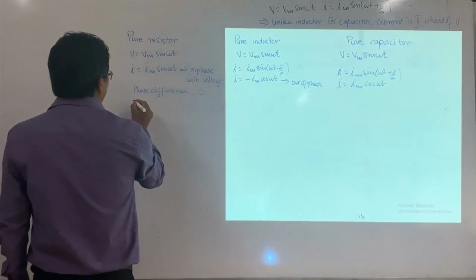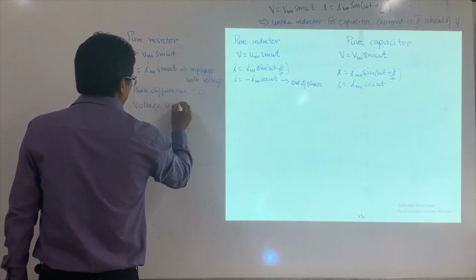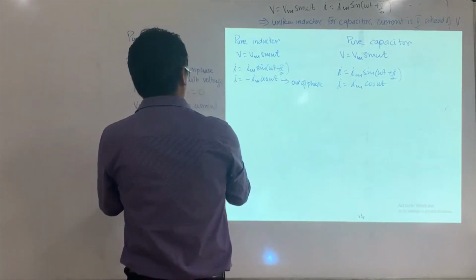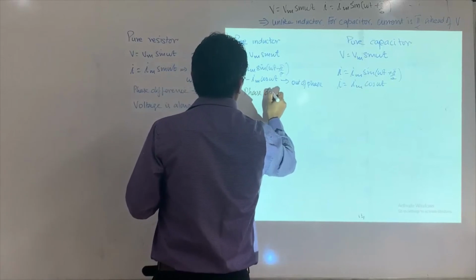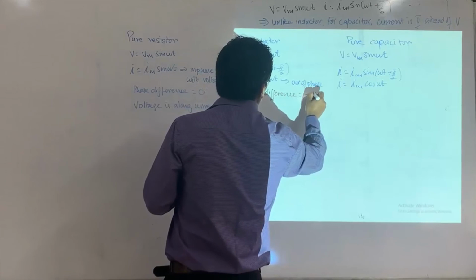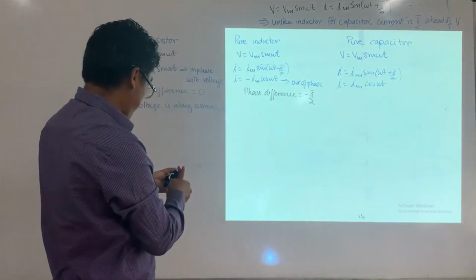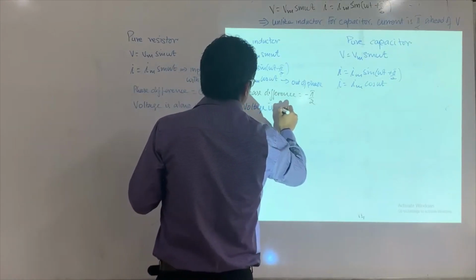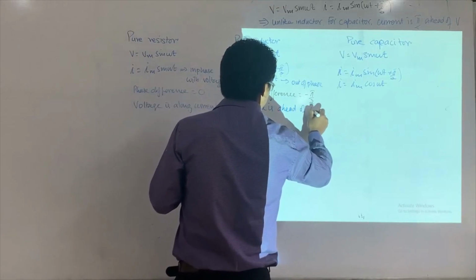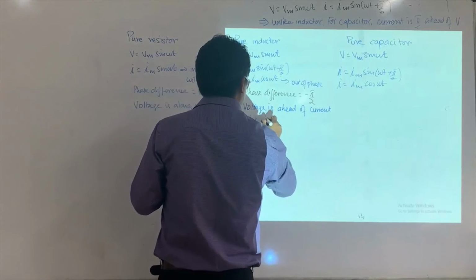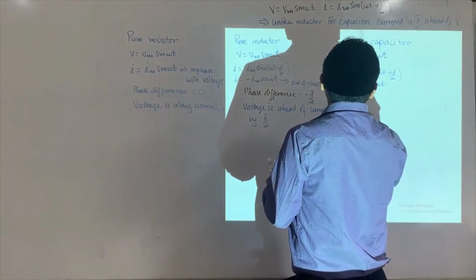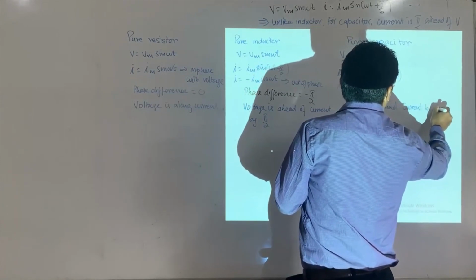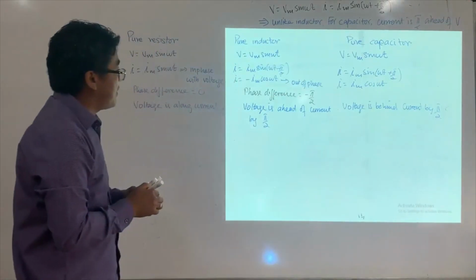That means voltage is along with current. In the inductor case, the phase difference is minus pi by 2, and voltage is ahead of current. In the capacitor case, voltage is behind current by pi by 2.